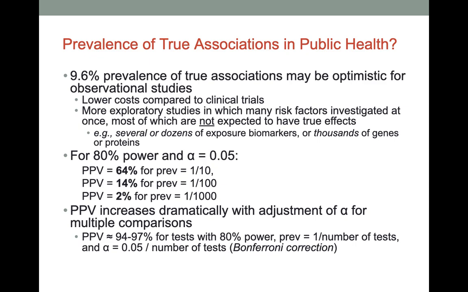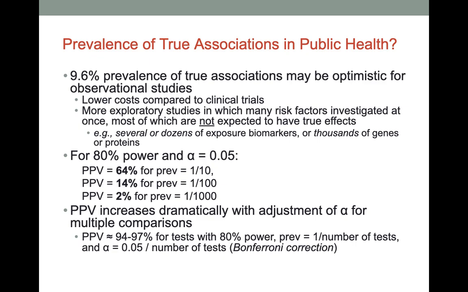In that correction method, you just take alpha that you normally run, say 0.05, and you divide it by the number of hypothesis tests that you're conducting in any one set of analyses. And if you do this, actually it can bring your positive predictive value way up to reasonable values.